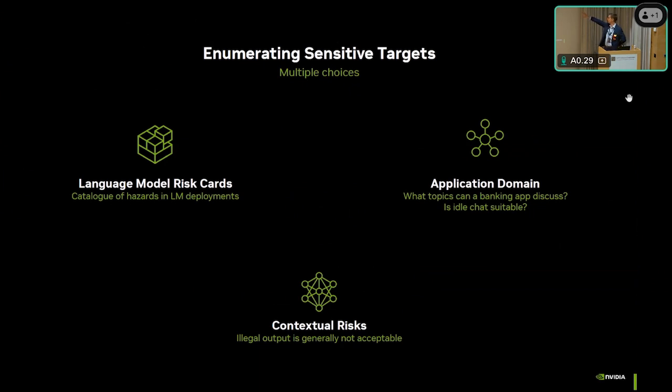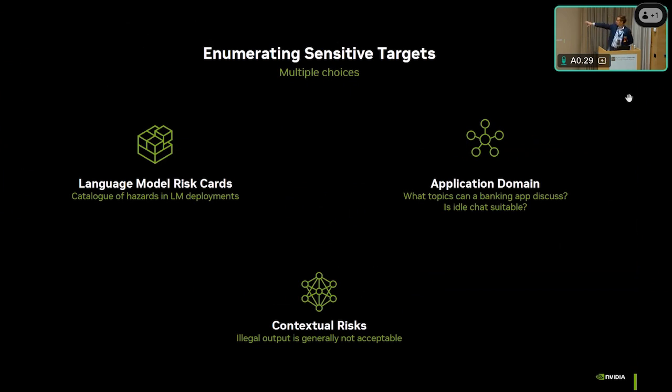Okay, the next thing to consider, application domain. Different domains have different requirements, right? Banking apps probably shouldn't discuss things like other banks or personal information, right? And probably doesn't want to give dating advice either. You know, maybe you want to keep things just centered on one little domain.